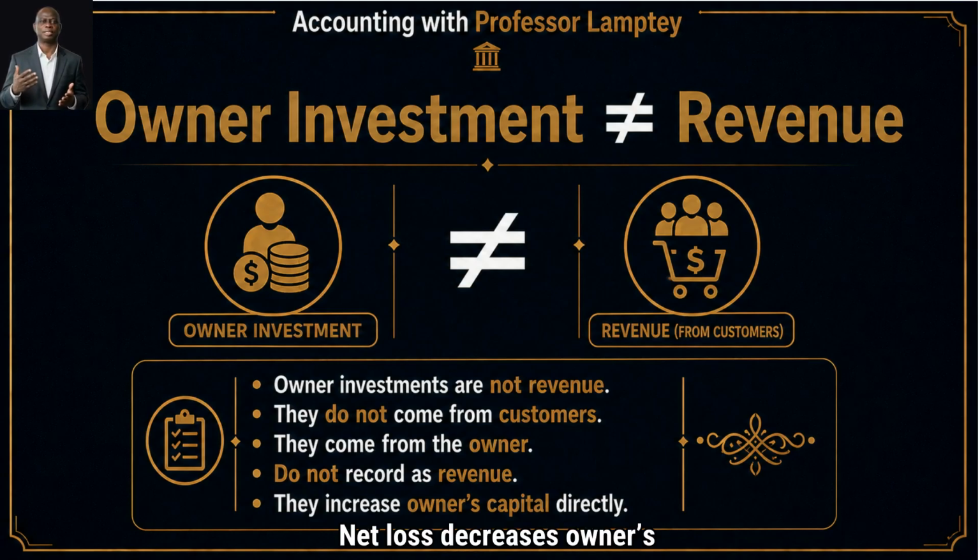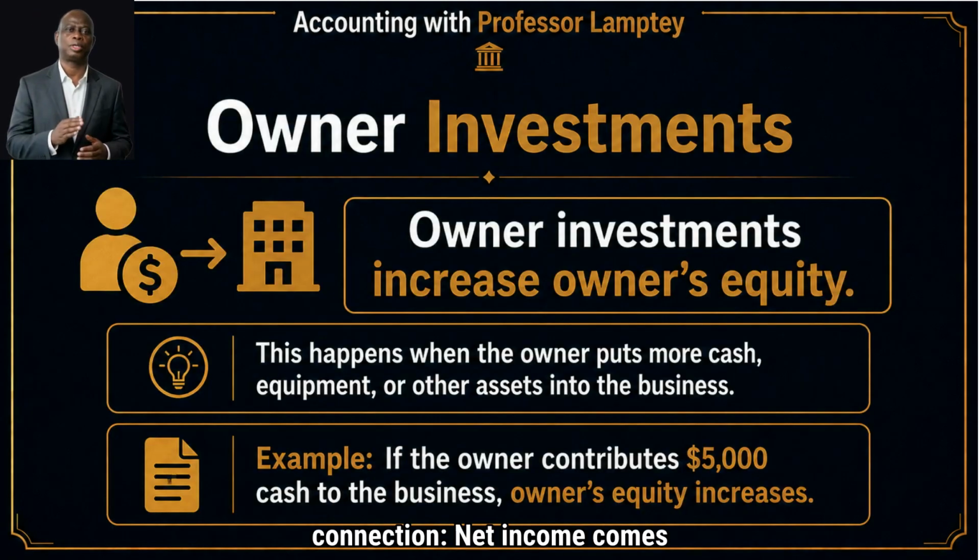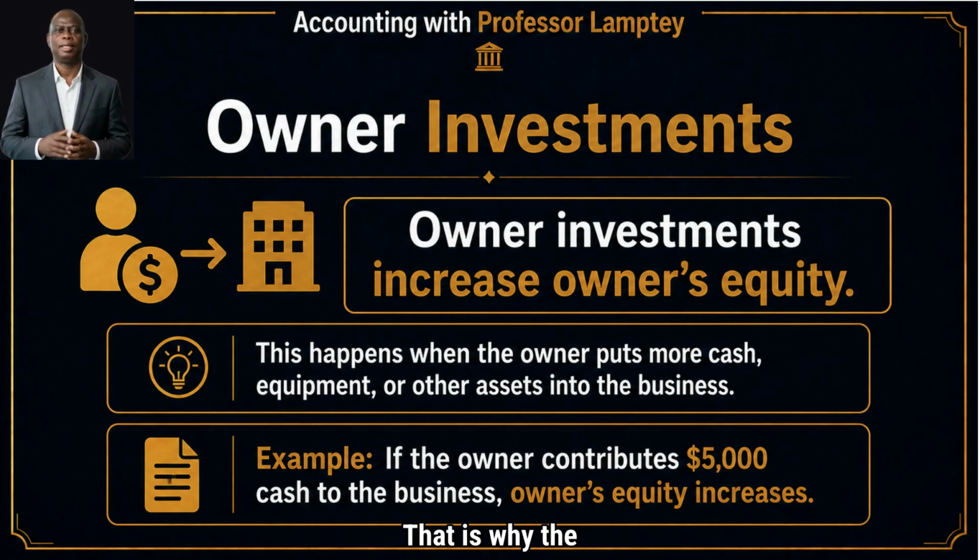Net loss decreases owner's equity. Here is the important connection. Net income comes from the income statement. That is why the income statement is prepared before the statement of owner's equity. We cannot complete the statement of owner's equity until we know net income or net loss. So the first statement gives us the number we need for the second statement.